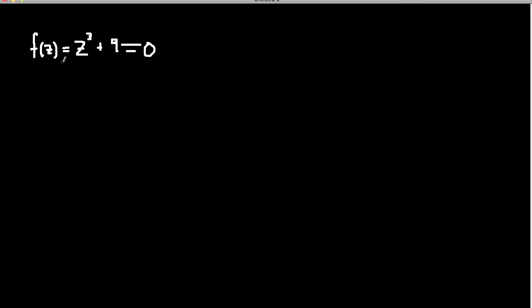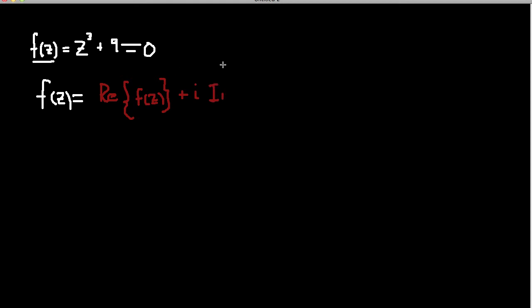Now, because z is a complex variable, f of z will also be complex. This function here will have real and imaginary parts. So for example, I could write this as f of z equal to the real part of f of z, whatever that is, plus i times the imaginary part of f of z.